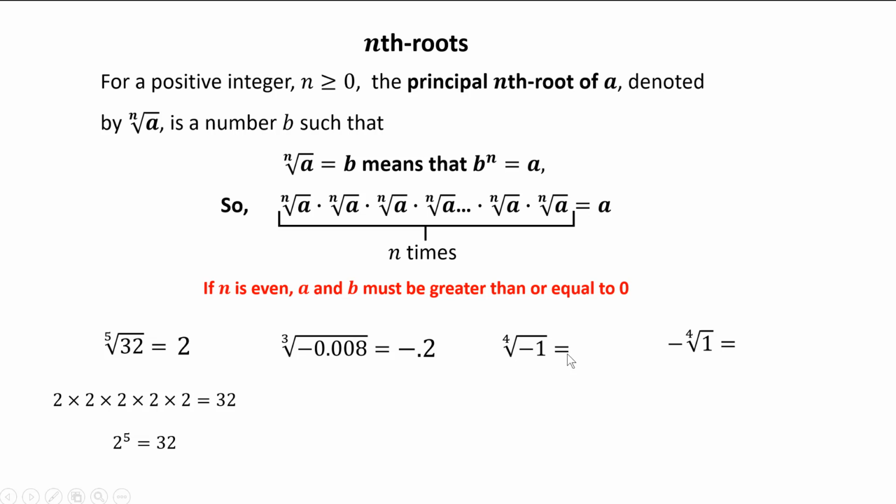In the case of the fourth root of -1, you've got a negative number under the radical, but this is an even number. So you can't have this. There is no real number that has a fourth root of -1. There's no number you can multiply by itself 4 times to get -1. So that's not a real number. The opposite of the fourth root of 1 is the opposite of just 1, because 1 is its own root. So -1. Fourth root of 1 is 1, and you have a negative sign in front of it, and so that's what you get.